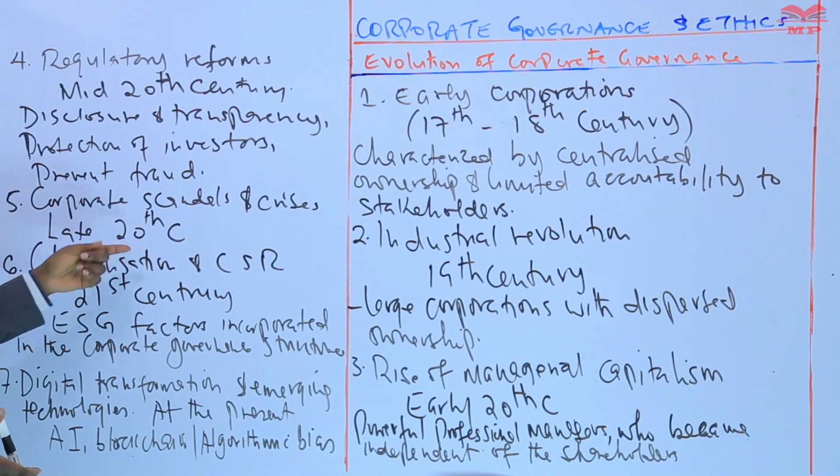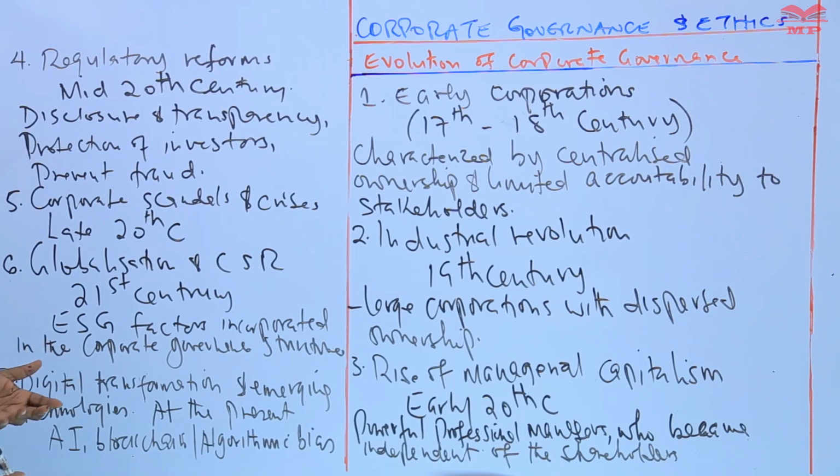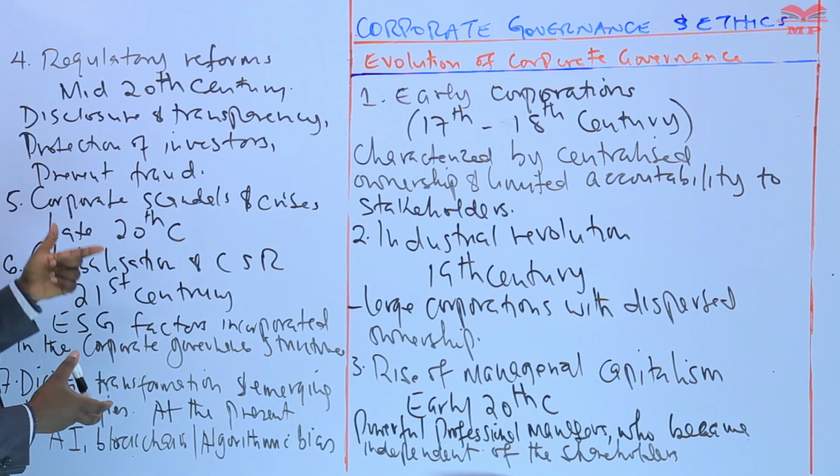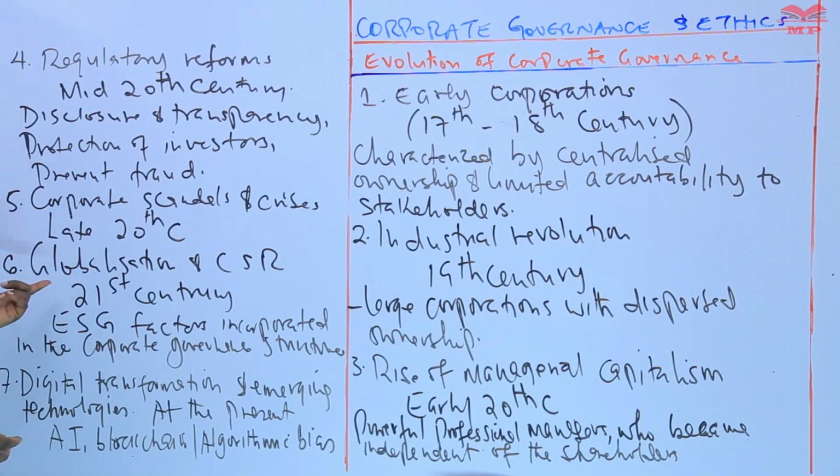The late 20th century witnessed several high-profile corporate scandals such as Enron and WorldCom, which collapsed, and that exposed the weaknesses of the existing governance systems and triggered a wave of new reforms and initiatives to improve corporate governance. That is the late 20th century.